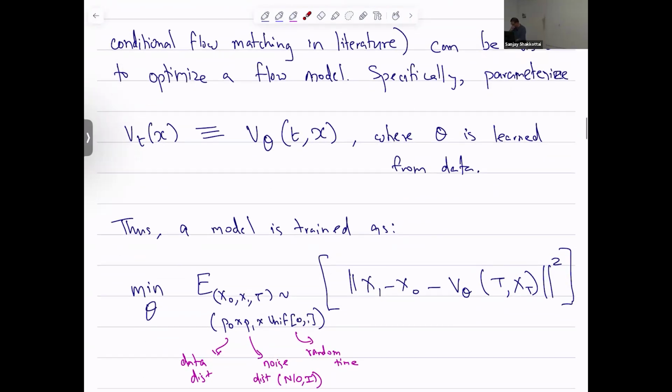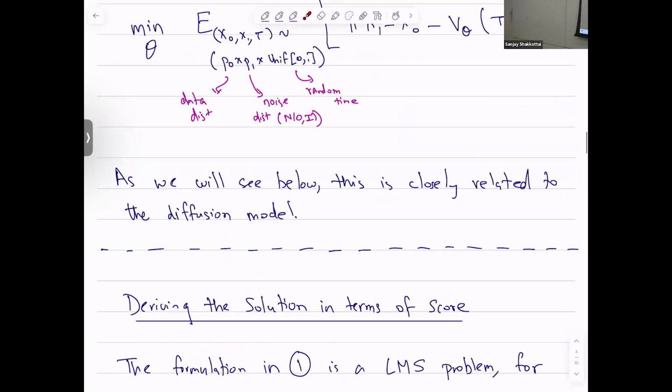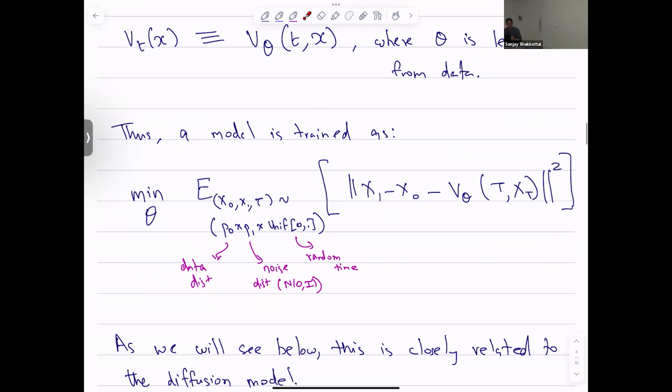Got it. So what does this get me? I've just rewritten the objective. Minimize over theta, sample a triplet x0, x1, t over the product distribution, and match this. So this is rectified flow. The v theta we get out of this is a rectified flow.